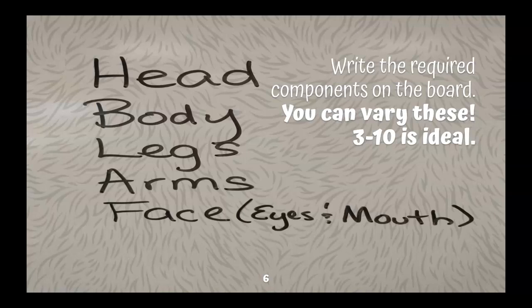So on your whiteboard, you're going to want to write the required components. So in this case, I chose that a head, body, legs, arms, and face is going to build the buddy and eliminate a team. You're allowed to vary these. Somewhere between 3 to 10 features seems to be the ideal amount for a game length. Prepare that the number of questions you have should be pretty close to the number of features. You just want a few more questions than features, assuming that most of your class is going to get the majority of the problems right.